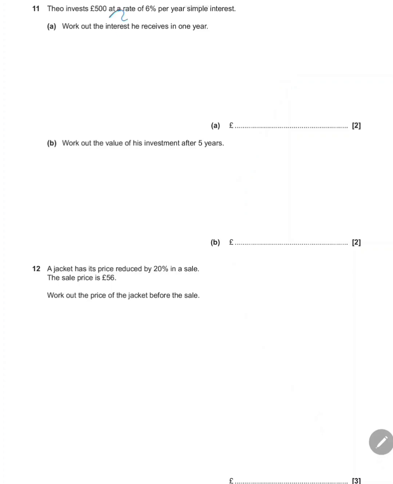Question 11, we've got Theo investing £500 and a rate of interest is 6% per year, simple interest. So we'll come back to that bit in a second. It says work out the interest. Well, interest is just the extra money that's going to be added to this £500, and it's set at 6%. So we need to find 6% of the £500.